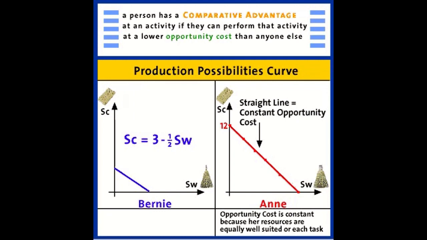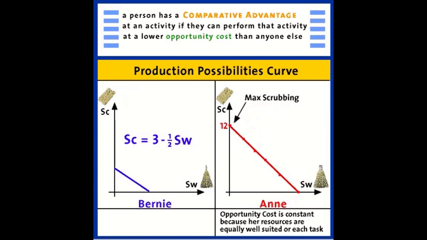Let's look at the curve here and see what we find. The vertical intercept of Ann's curve is going to be 12. That's the maximum amount of scrubbing that Ann can do. Down here, the horizontal intercept is also going to be 12. That's the maximum amount of sweeping that Ann can do with an hour's worth of time. The slope of the production possibilities curve is rise over run, or -1.